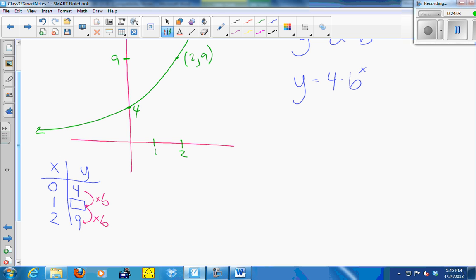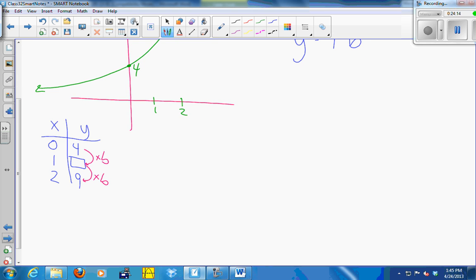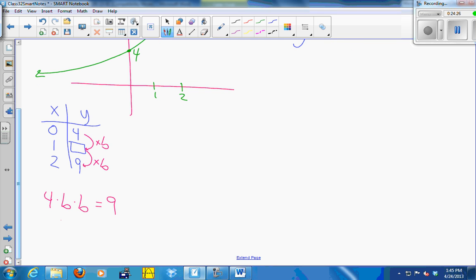As x goes up by 1, your y's change by a constant growth factor, which we call b. So what this little table says is that if I start with 4, I want to multiply by b twice. What should b be, so that I multiply by it twice and I get 9? So this says 4b squared equals 9. And then you solve for b and you get 3/2 or 1.5. So we've got the growth factor b.